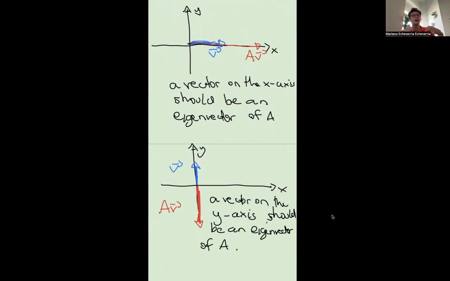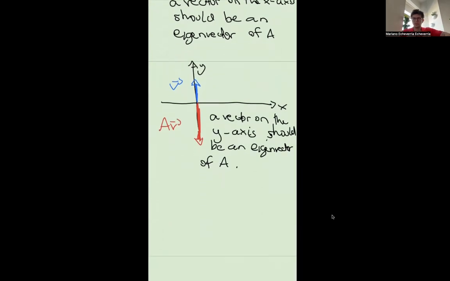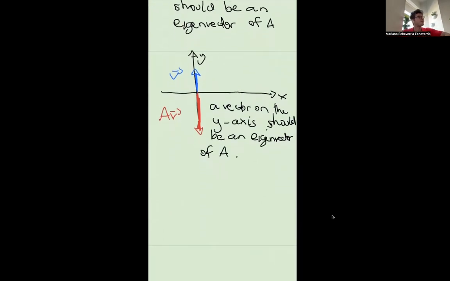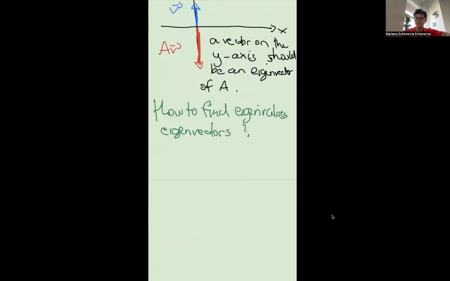So how can we maybe make sure of that? How can we check that with confidence? This is how we can find eigenvalues and eigenvectors in general. It's very easy actually. If you remember, the equation for eigenvalue, eigenvector is this one.